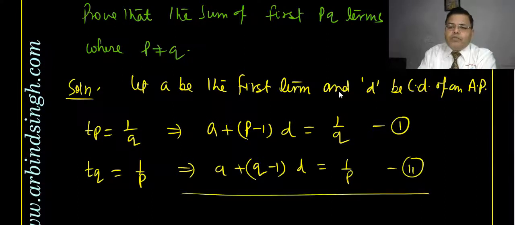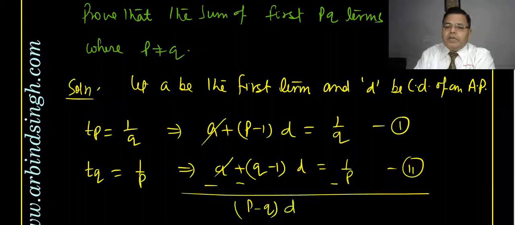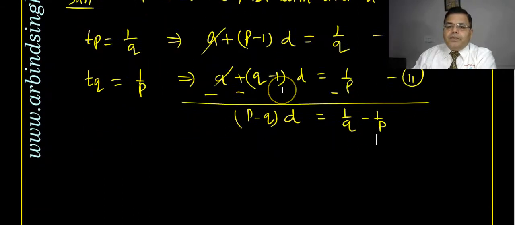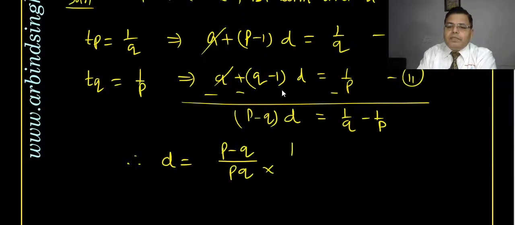If you subtract these two, a cancels, p minus q is left, the 1s also cancel, into d is equal to 1 by q minus 1 by p. Therefore, d is equal to what? This will be p minus q upon pq, and this p minus q will go to this side and divide. So this cancels, and that will be 1 by pq.